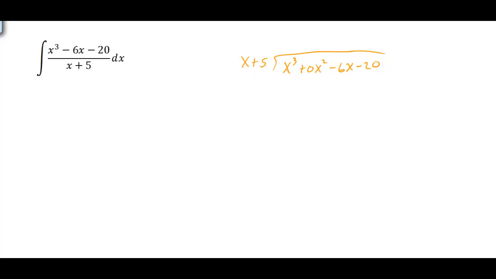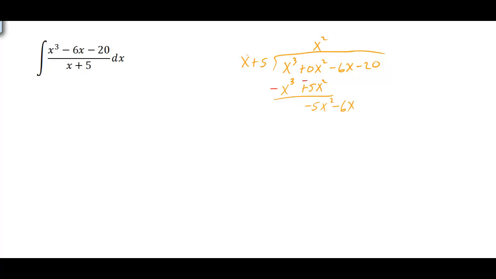What do we multiply x by to get x cubed? Well, that means we need an x squared. So x squared times x is x cubed. X squared times 5 is 5x squared. And then, of course, at this point, we need to subtract, so we're going to change our signs. And once we change the signs, then the x cubes cancel, and we have 0x squared minus 5x squared. So that's a negative 5x squared. And just like regular division, we bring down the negative 6x, and we repeat the process again.